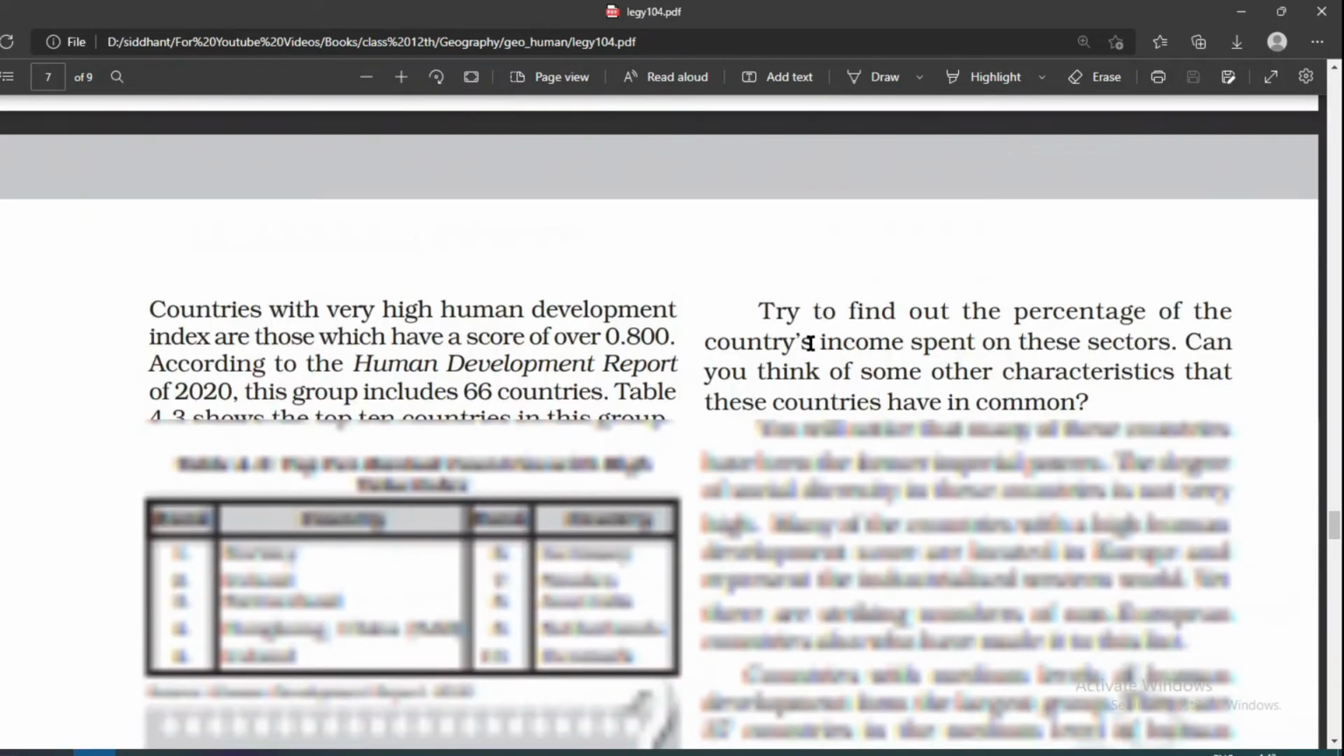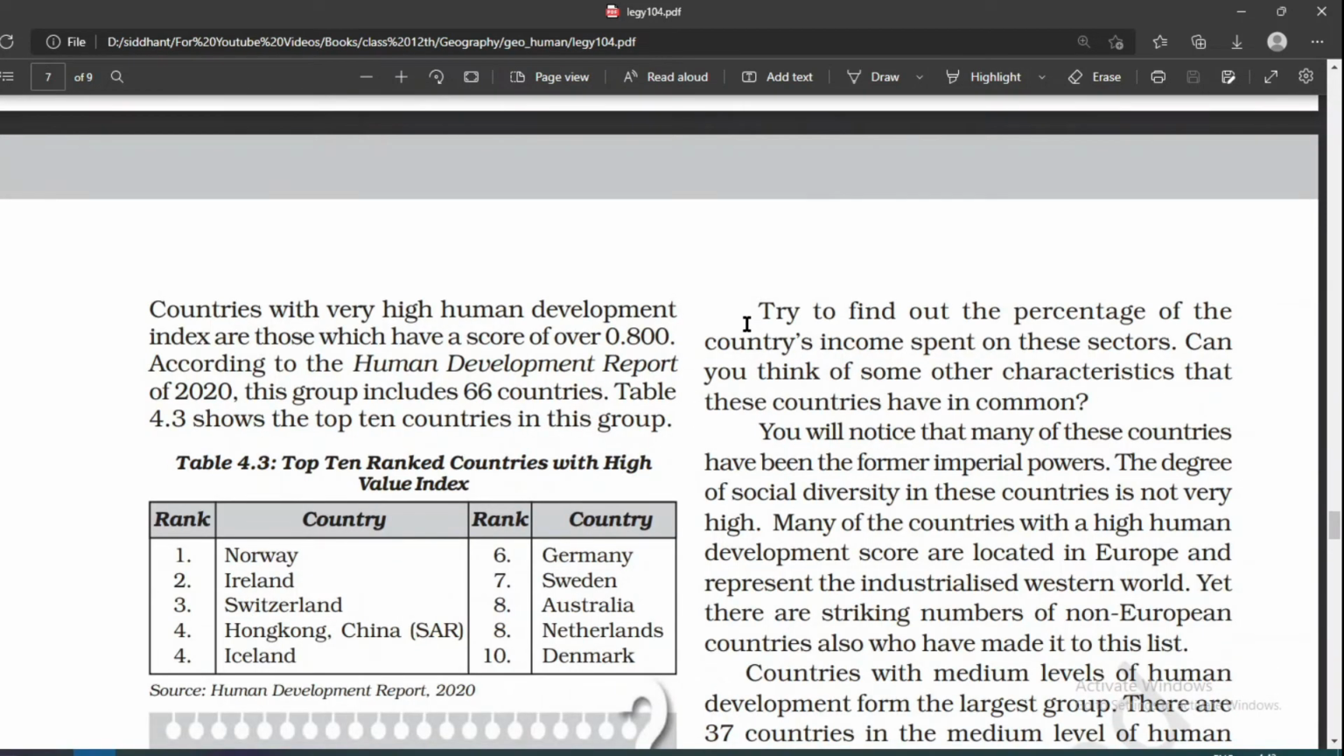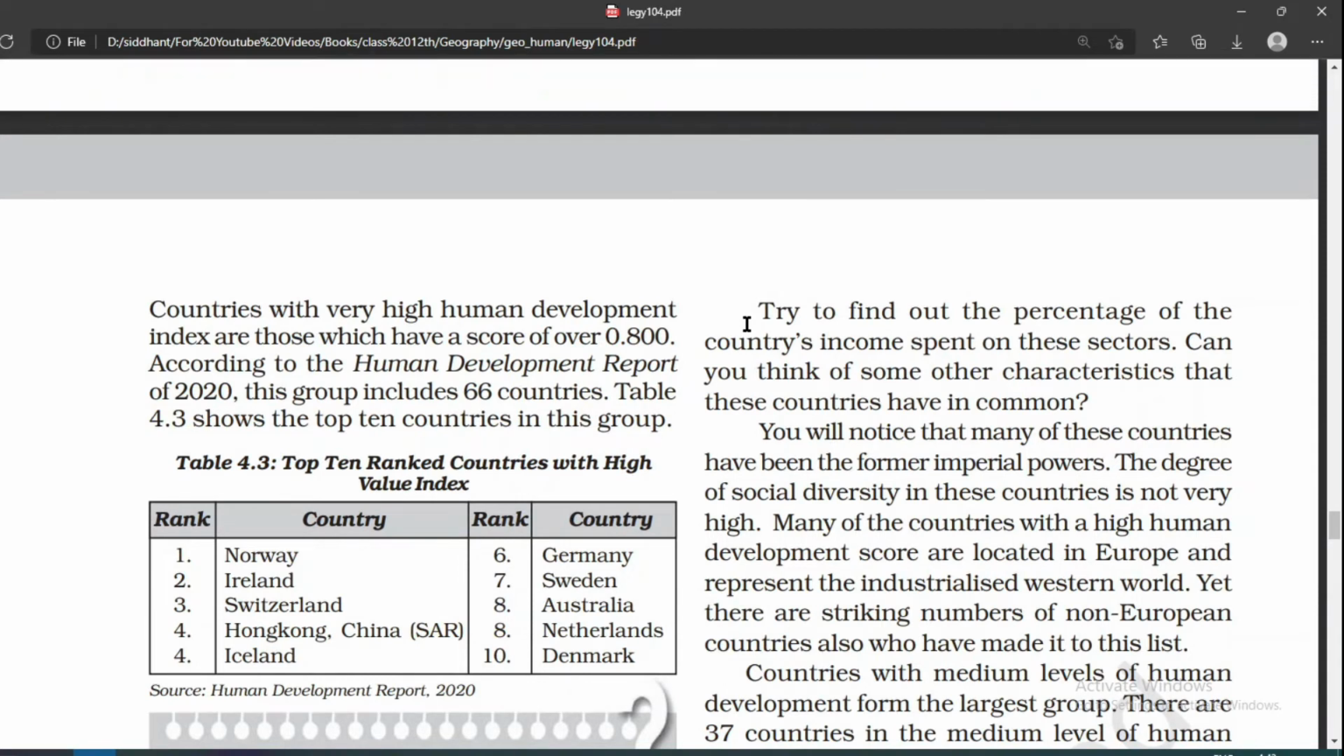Countries with a very high Human Development Index are those which have a score of over 0.800 according to the Human Development Report of 2020. This group includes 66 countries. Table 4.3 shows the top 10 countries in this group.